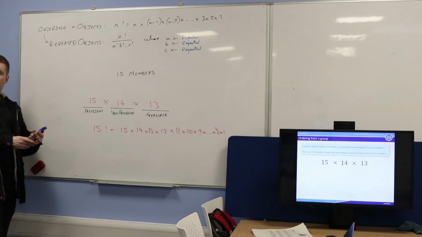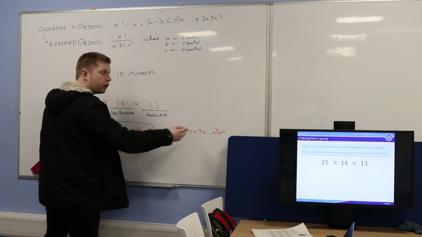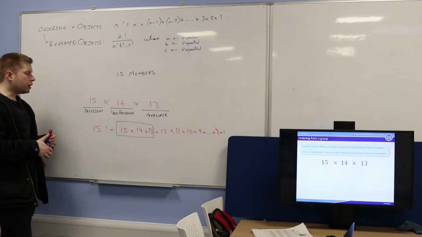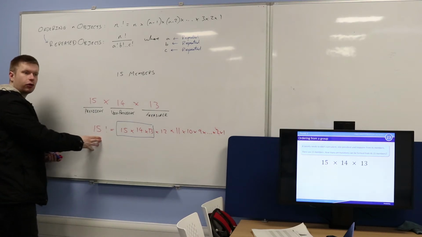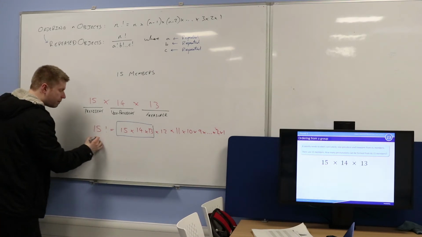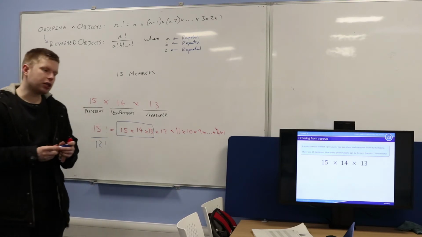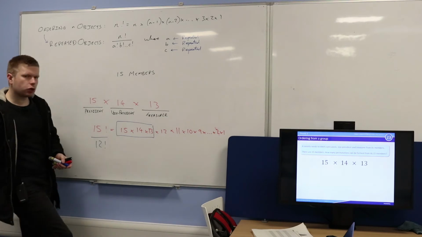Good. So in other words, we just want this bit. We don't want the 12 right the way through to 1. Okay? So in other words, we've got the 15 factorial, and we're going to get rid of that 12 factorial. Yeah? The easiest way of getting rid of it is by dividing by that 12 factorial. Now here's my question. Where does that 12 factorial come from?